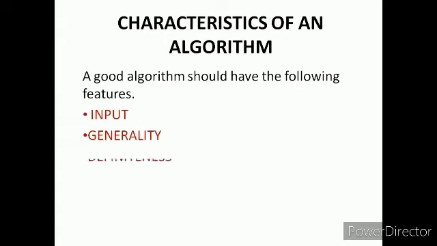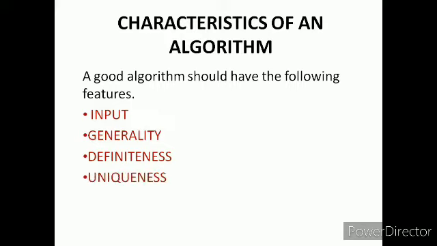Number 3, definiteness. Each instruction should be written in a simple and precise manner so that everyone can understand it. So definiteness means the algorithm has to be written in a simple, short and precise manner so that everyone can understand it.